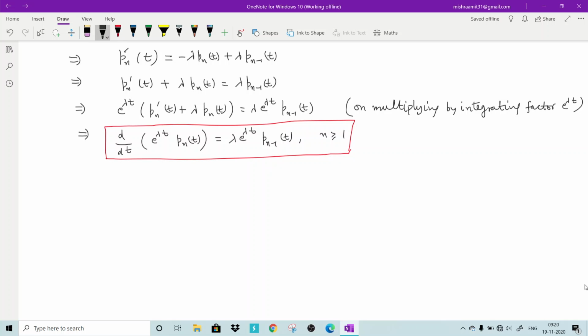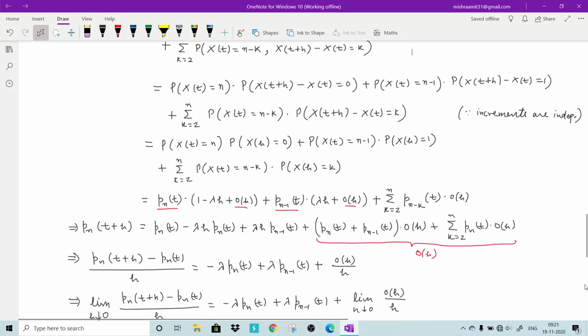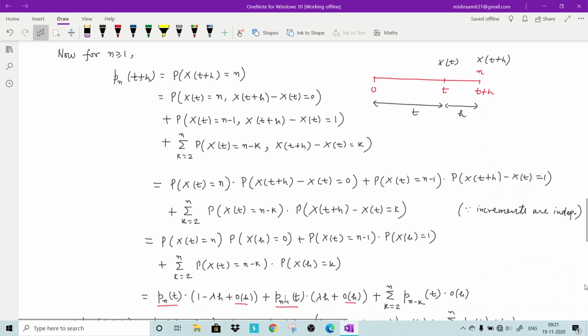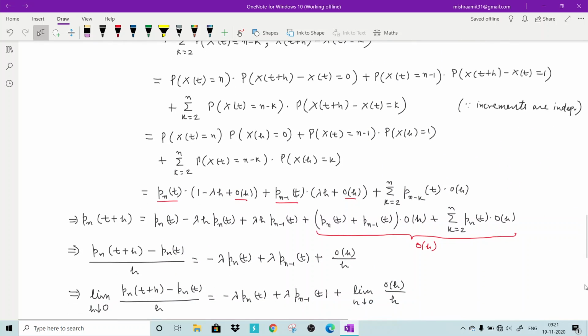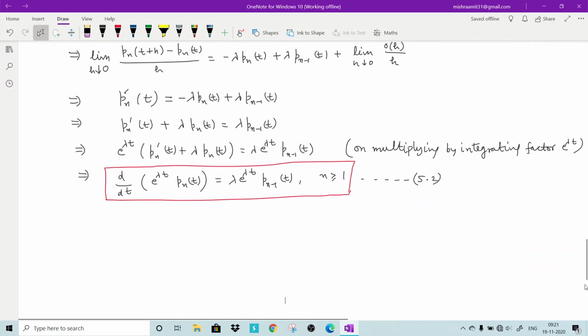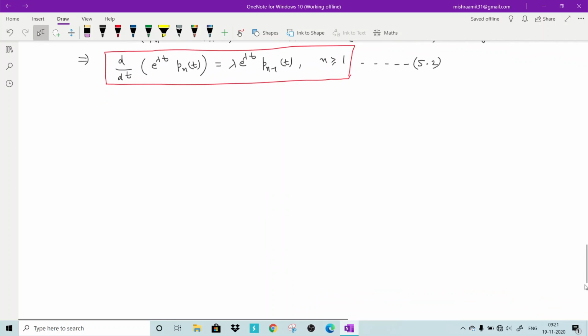Consider that this is equation number 5.2, and this is our equation number 5.1, because we will use it, that P0(t) is e to the power minus lambda t. We will use that. So, for n is equal to 1, 2, 3 and so on, we are having this differential equation. We have to solve it. So, we solve it for n is equal to 1 first.